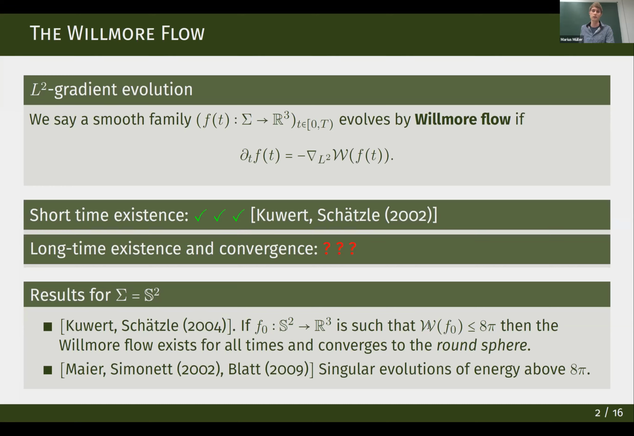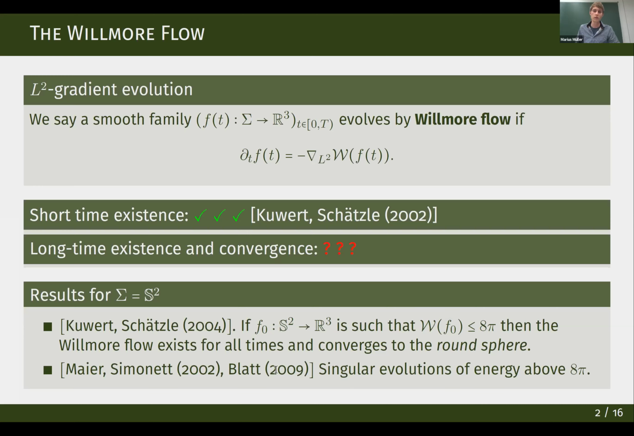It is very interesting why this threshold of 8 pi comes up here. For this convergence result, the threshold of 8 pi is actually sharp. So just slightly above the level of 8 pi, one can find singular evolutions.